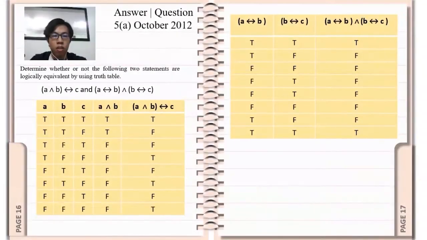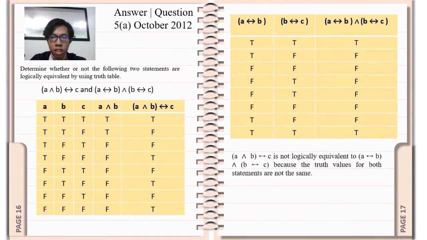Once we have completed filling in all the values in the two tables, we need to compare the final answer, which is whether the values of the last column of the two tables are the same or not. For this question, we find that the values are not the same. So the final answer is (A ∧ B) ↔ C is not logically equivalent to (A ↔ B) ∧ (B ↔ C) because the truth values of both statements are not the same.